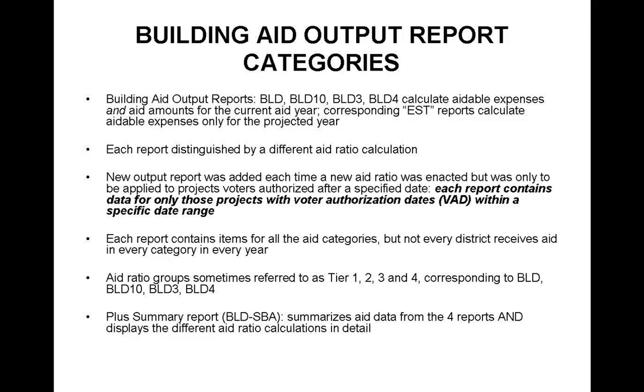And that's what happens in the summary report, the Build SBA. It summarizes the aid data from the 4 reports, and it also displays the calculations for the 4 different types of aid ratios that distinguish the reports.